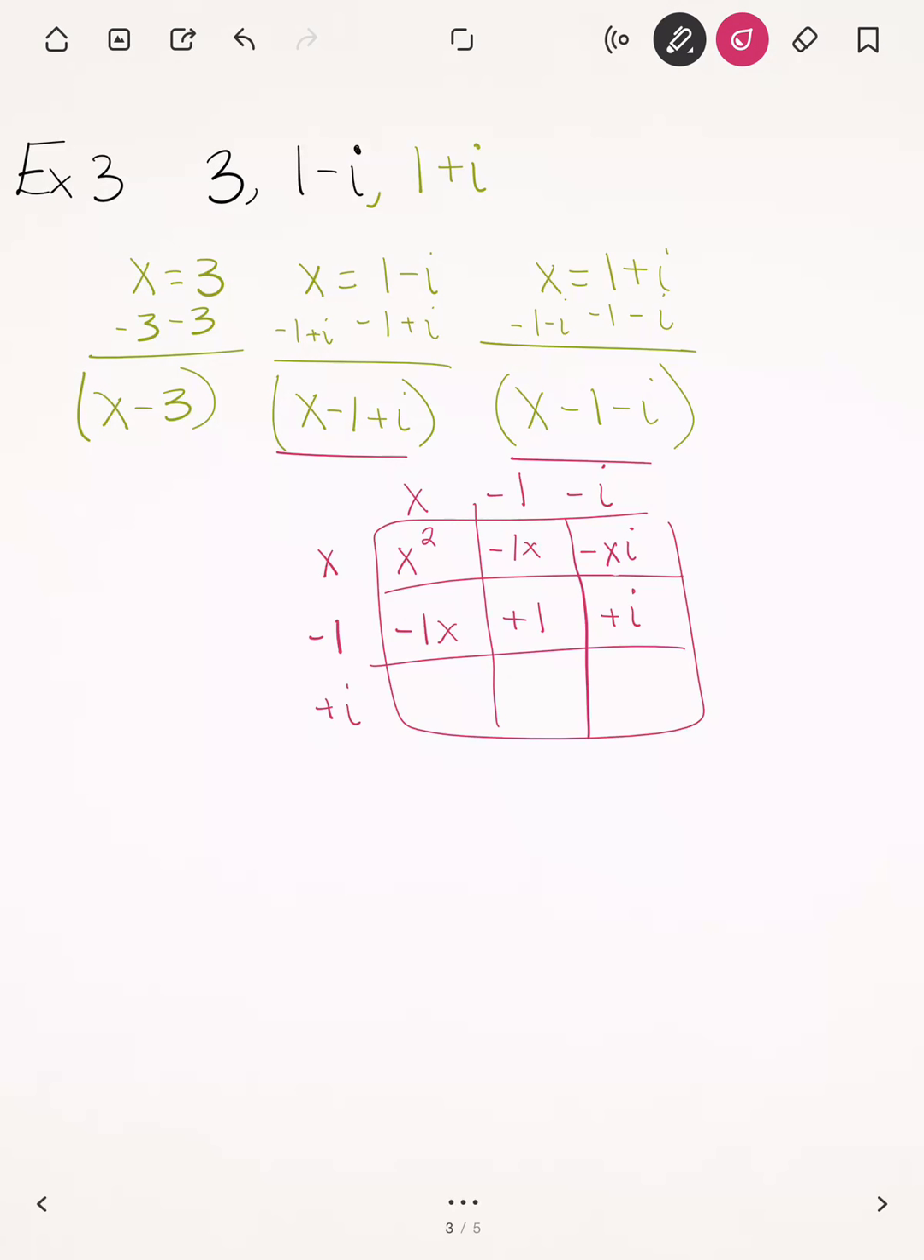Okay, from here we have i times x, which is a positive ix. I have i times a negative 1, which is a negative 1i, or a negative i. I have i times a negative i, which gives a negative i squared. But remember, i squared equals negative 1, and there's a 1 right here. So I get negative 1 times a negative 1, which turns out to be a positive 1.